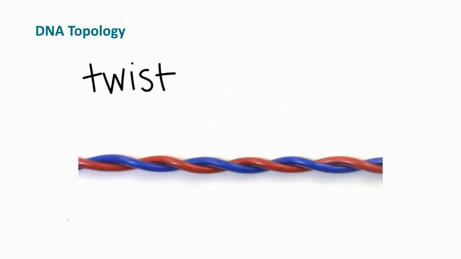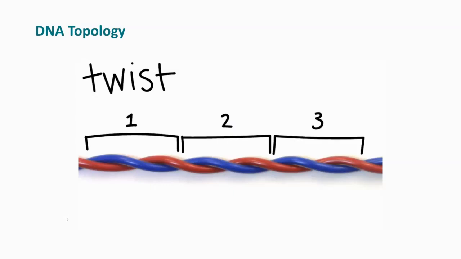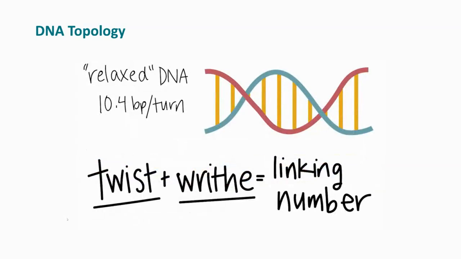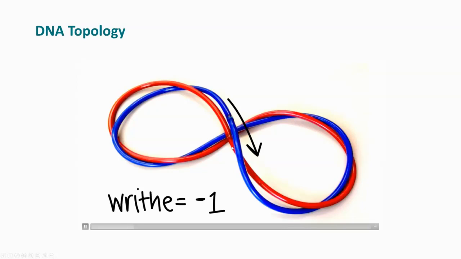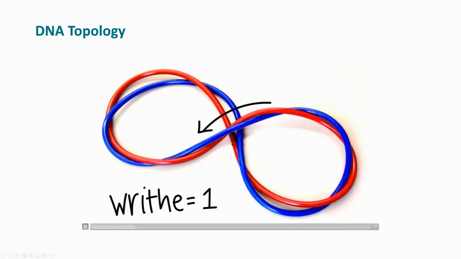For example, this relaxed linear DNA has a twist of 1, 2, 3. There is 0 writhe in this example. The writhe is described as how many times the double helix crosses over itself, and is positive or negative depending on the orientation. For example, the circular DNA has a writhe of -1 because it follows the right-hand rule and the upper strand travels left to right, and this DNA has a writhe of 1.